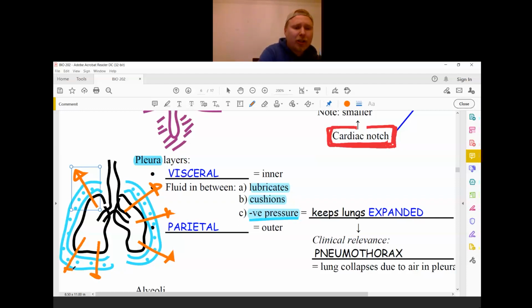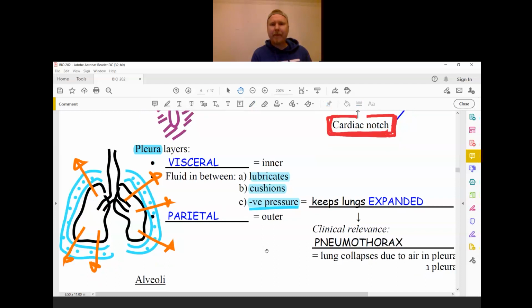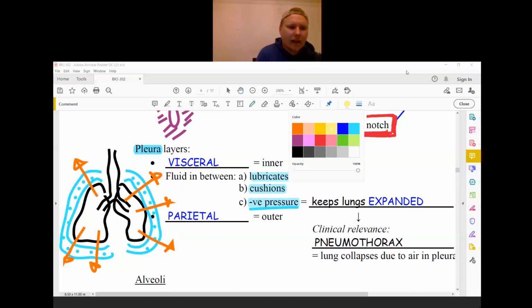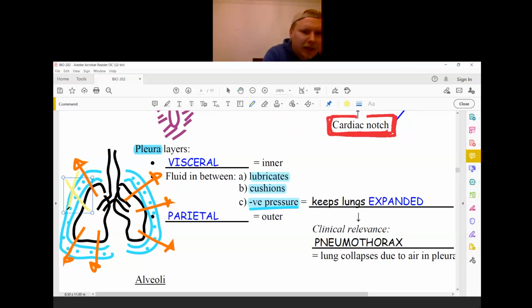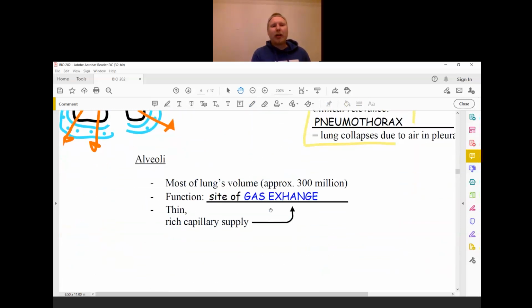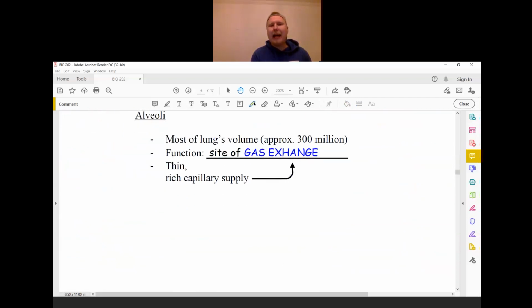If we have a puncture there, then somewhere here, let's add it on our diagram. Let's say we have a puncture here. Well, we lose the negative pressure and the lung will now collapse. And what we end up seeing is the clinical situation of pneumothorax. So that's what I wanted to say about pleura. Let's move on to the next structure, which are going to be alveoli.